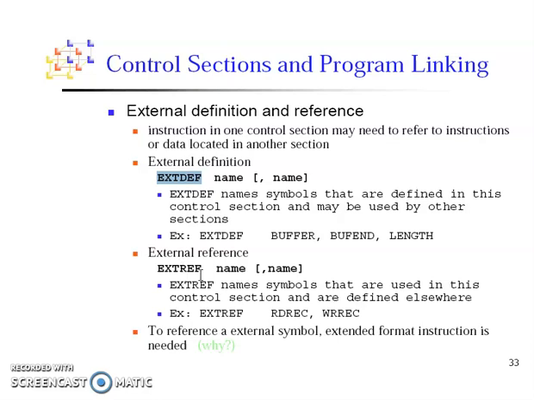For external definition, if labels are given, it means those labels or symbols will be defined in the same control section. If external reference labels are given, it means those symbols are used inside the control section, but defined somewhere else. For example, if external reference RDREC and WRREC is used inside the control section, it means that RDREC and WRREC are used inside the section, but defined elsewhere in the program.